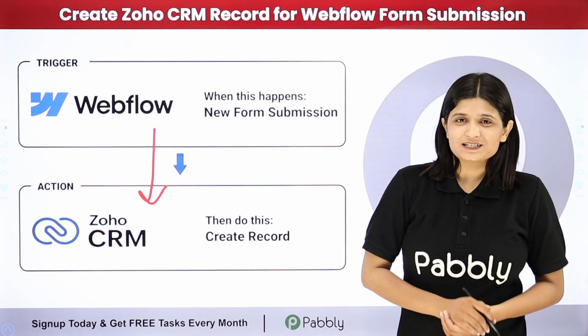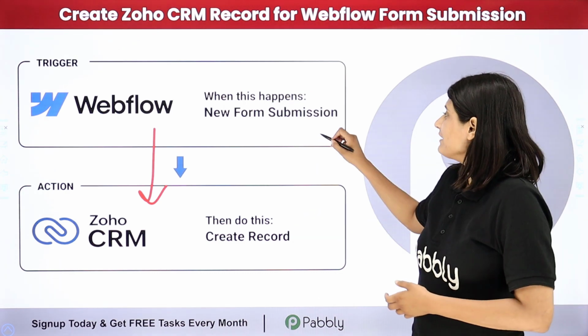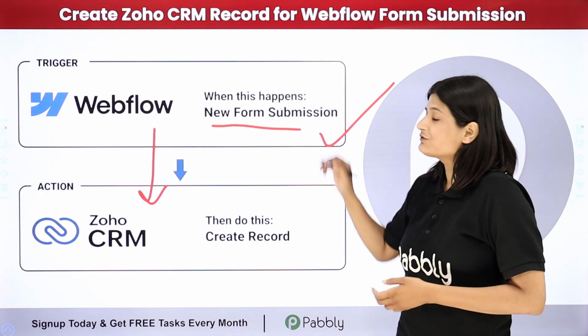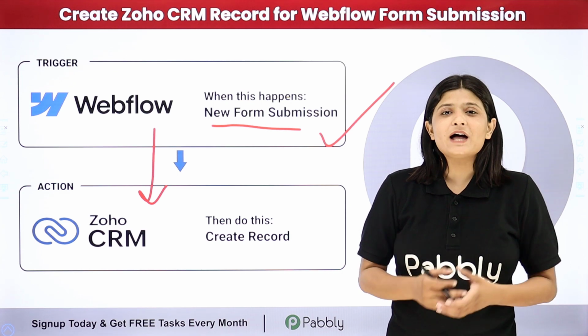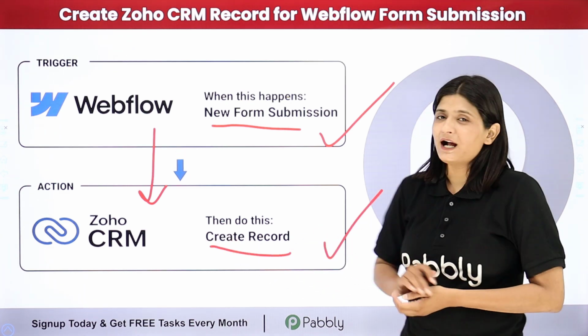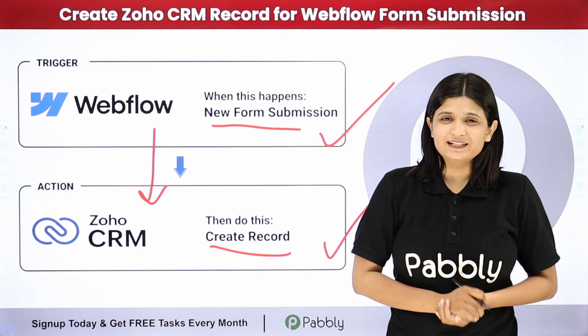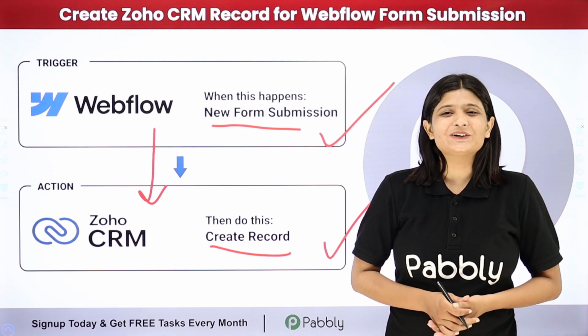Pabbly Connect runs on two principles, which is trigger and action. Here as my trigger application, I will take Webflow, from where I will receive the new form submission and this complete workflow will get triggered. And in my action application, I will take Zoho CRM, where the record will be created automatically as soon as the form submission is done. If you want to learn this amazing automation step by step, let me take you all to my screen.